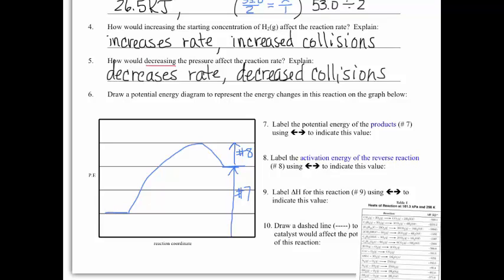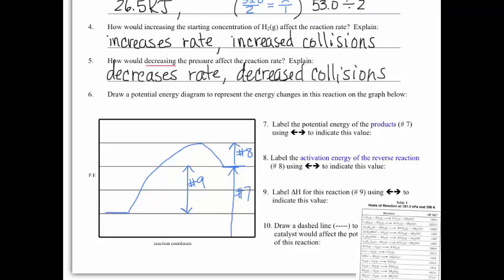Number 9, label delta H for this reaction, number 9, using an arrow to indicate the value. Delta H is the change from the reactants to the products, so the difference between the reactants and the products. And again, it doesn't matter where you draw this, as long as your arrow is going between the value you chose for your reactants and your products. We're going to label that number 9.